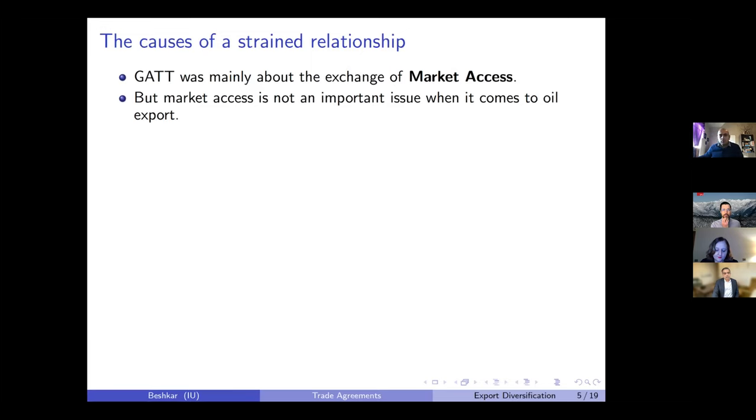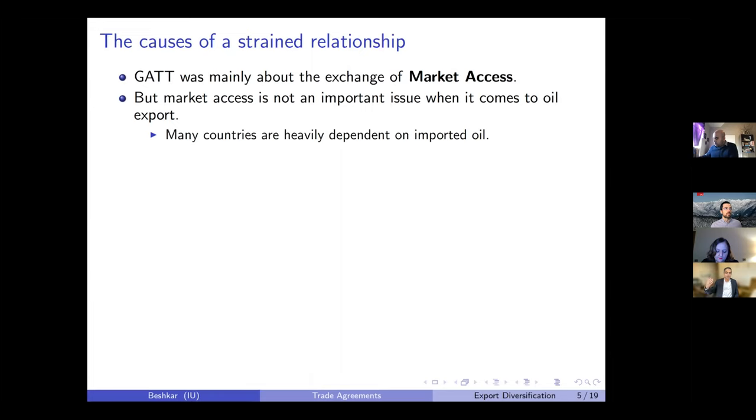But market access is not an important issue when it comes to oil exports, because there are many countries that are heavily dependent on imported oil. So they are going to buy oil anyway, even if you don't have a trade agreement. Therefore, that provides very little incentive. Market access exchange provides little incentive for oil exporting countries to join the system.